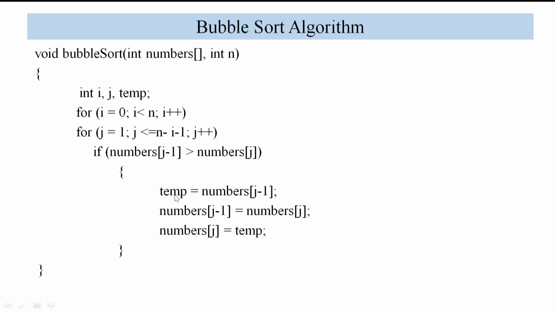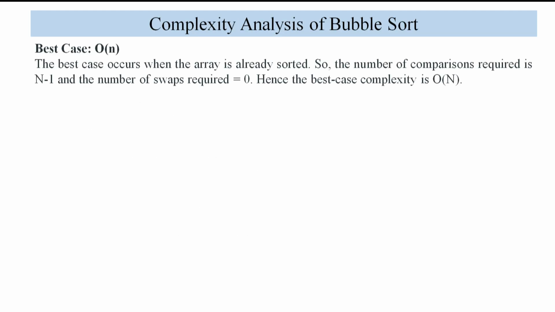Once it is done for j equal to 1, next time j increases by 1, that is, j will become 2. So again this will execute up to n minus 1, and the second and third elements will be compared. In the next iteration, the third and fourth elements will be compared, and at last the second last and last elements will be compared. That is how this algorithm works and completes.